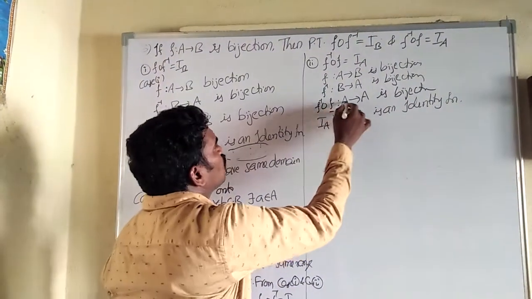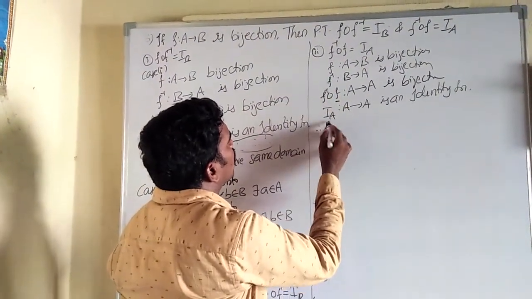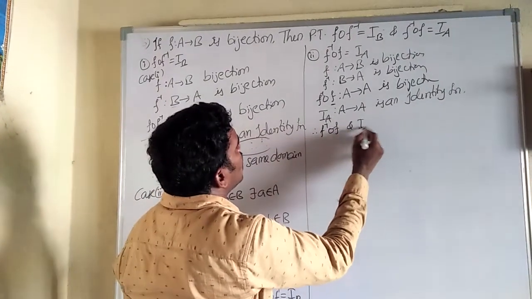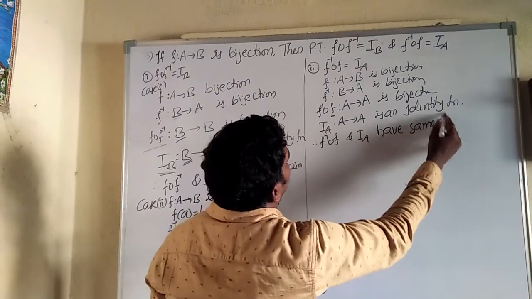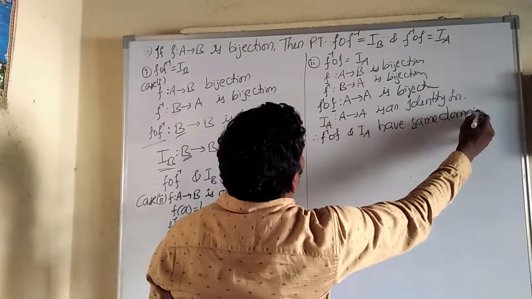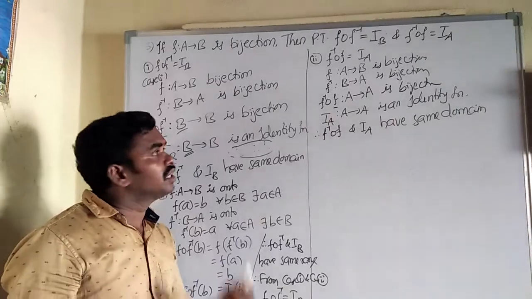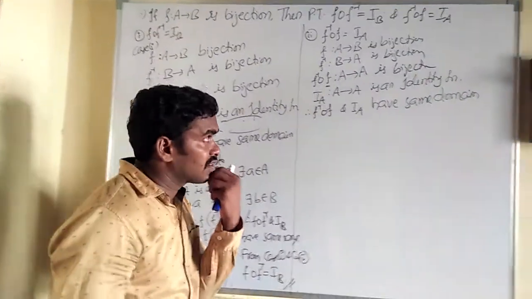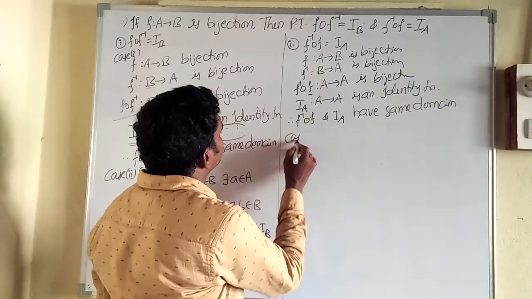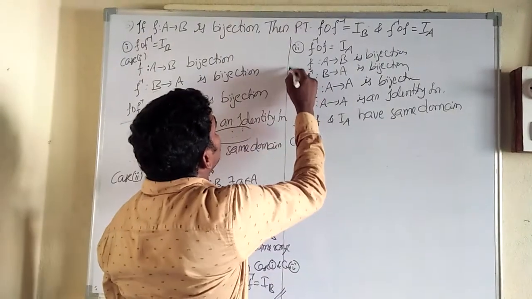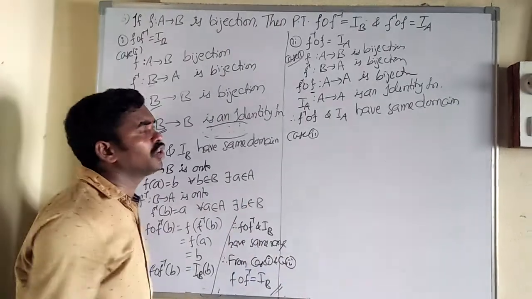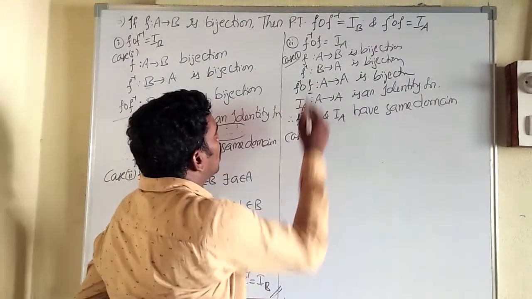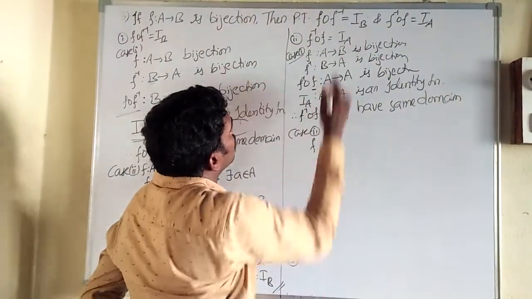Okay. Now both have the same domain. Therefore, F inverse circle F and I_A have the same domain. Or we can write it clearly: both have a common domain. Okay? So now case 2. In case 1, we proved domains are equal. In case 2, we are going to prove ranges are equal. Same. What is the first function? A to B is a bijection.